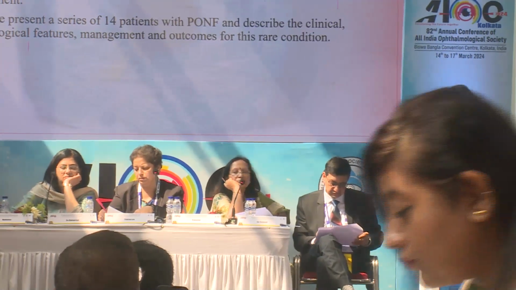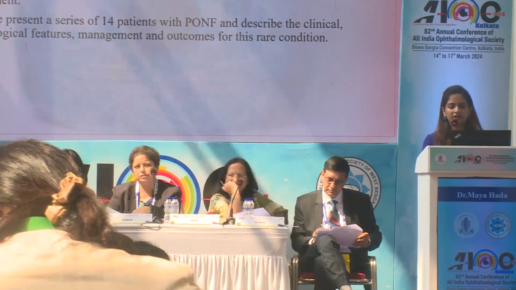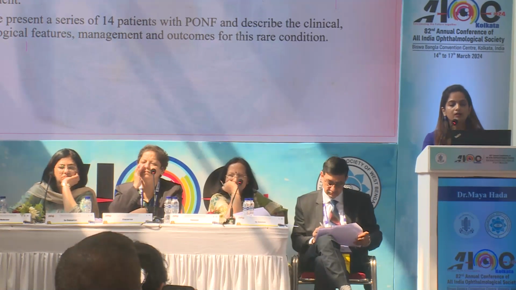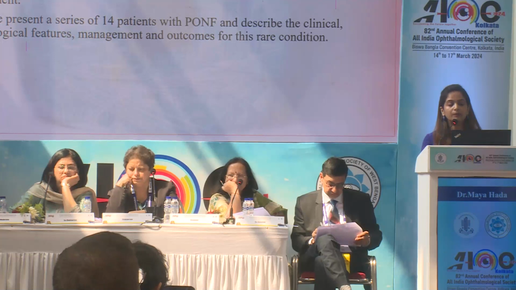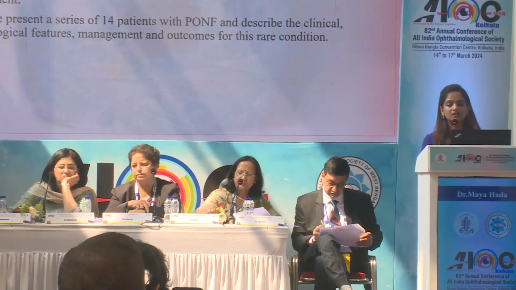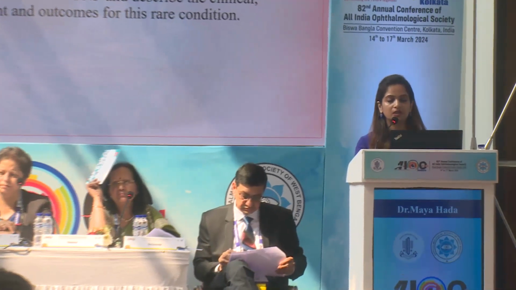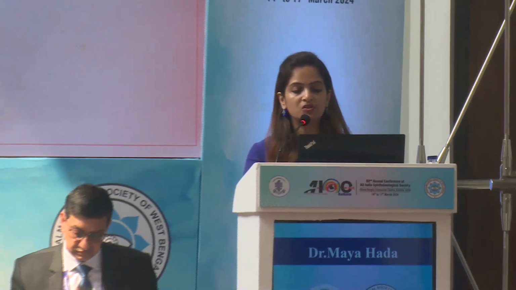So necrotizing fasciitis is basically a life-threatening infection of subcutaneous tissue that mainly affects the limbs or abdominal wall. Occurrence of NF at the periorbital region is very rare, and the incidence is 0.24 cases per million per annum in a UK study. So here we present 14 patients of PONF and describe their clinical microbiological profile.